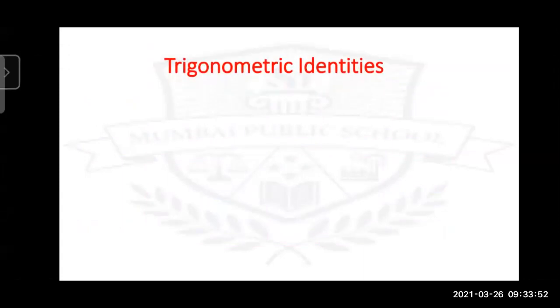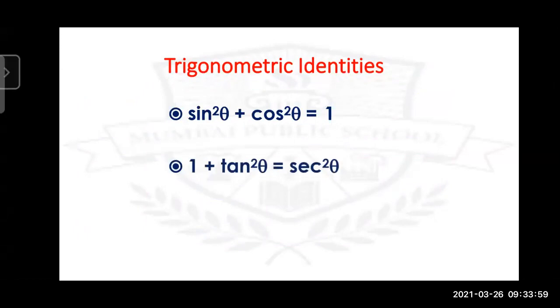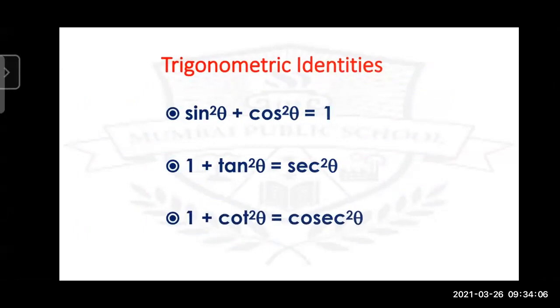Now, important trigonometric identities. There are 3 important trigonometric identities, that is sine square theta plus cos square theta is equal to 1. Next one is 1 plus tan square theta is equal to sec square theta, and 1 plus cot square theta is equal to cosec square theta.